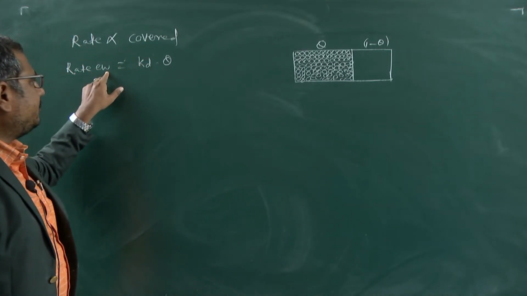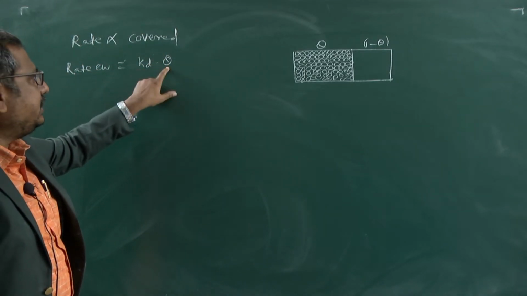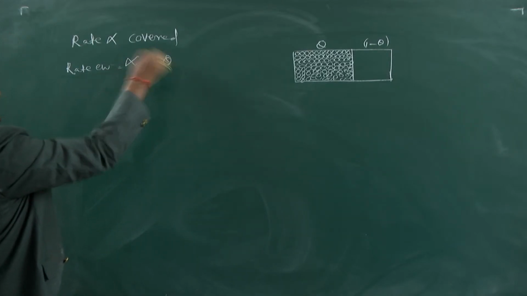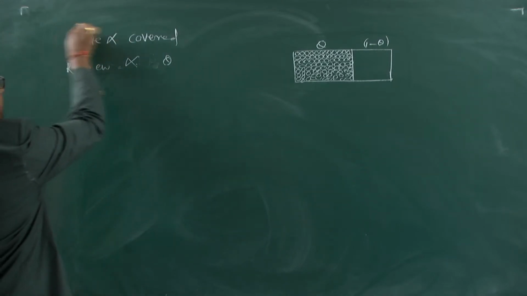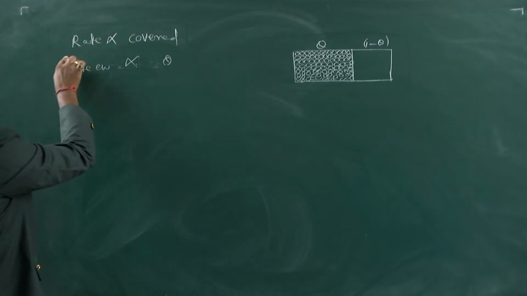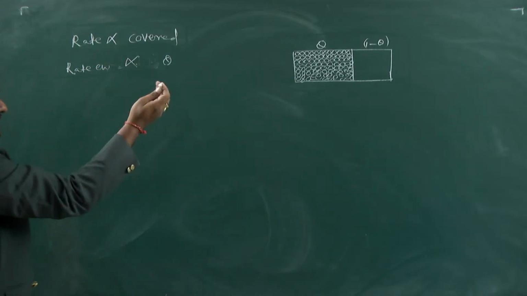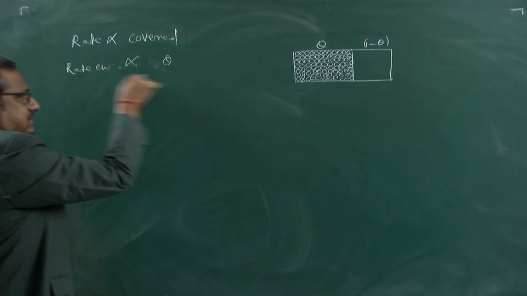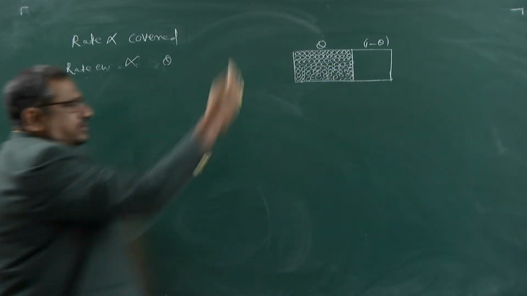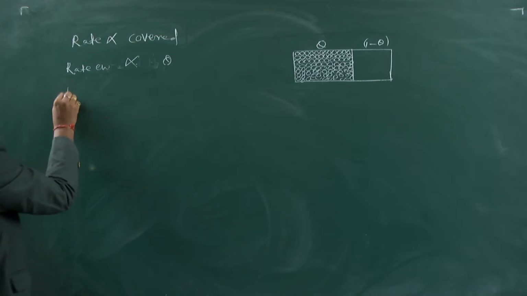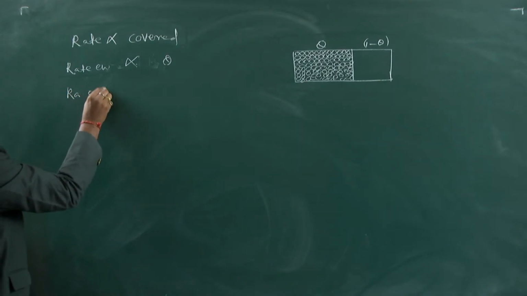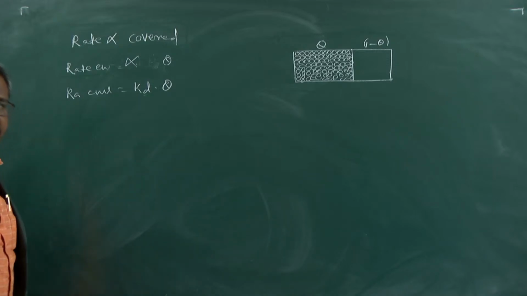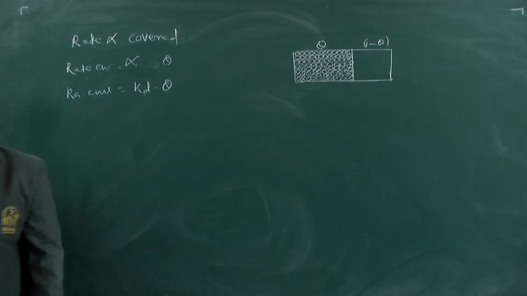So rate of evaporation is directly proportional to theta. Rate is directly proportional to covered area. Evaporation is also called desorption. Desorption is directly proportional to theta. Why theta? Evaporation takes place only on the covered area. If you remove the proportionality sign, rate of evaporation is equal to Kd into theta. D indicates desorption, and desorption means elimination.